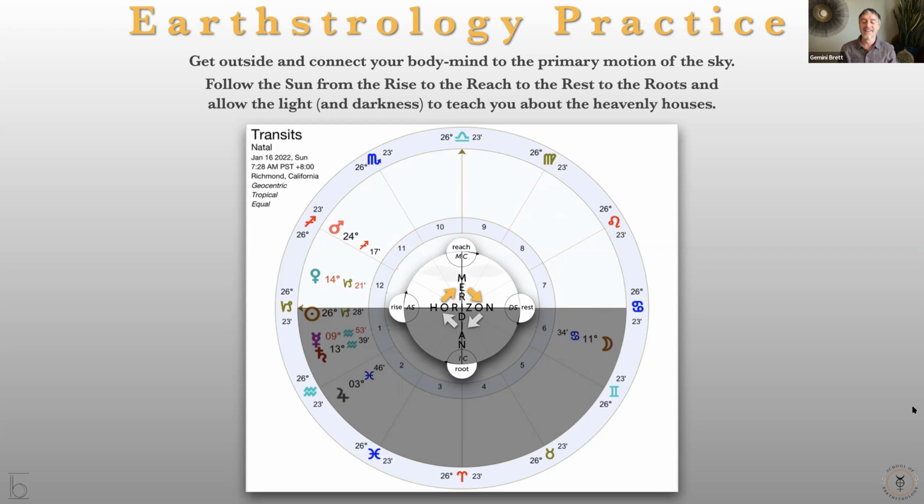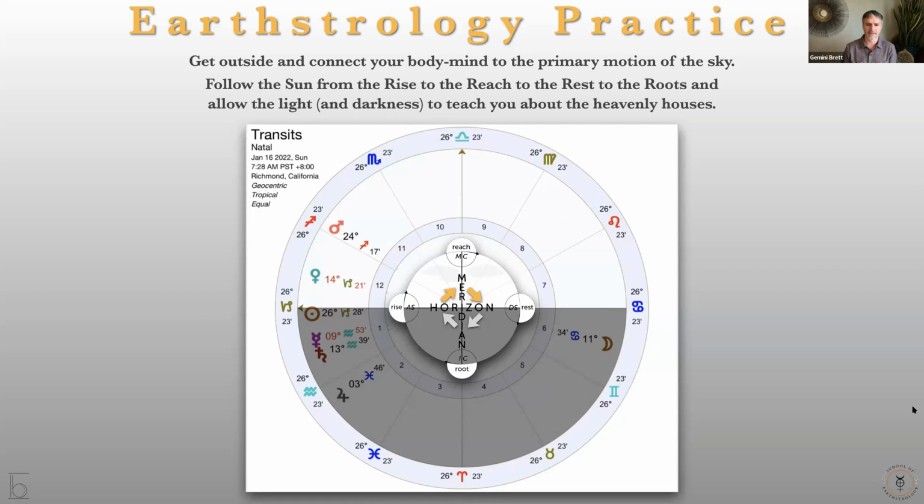You've been on a hike. Go on a hike before sunrise. Experience the rising of the sun. Stay out there. Watch your shadow shorten as the sun climbs in the sky. Watch the sun from the rise to the reach to the rest to the root. Reclaim your astronomical embodied experience of the heavenly happenings. For when you bring your astrology back to earth, your astrology will be much more aligned to what matters. This is the place of matter.